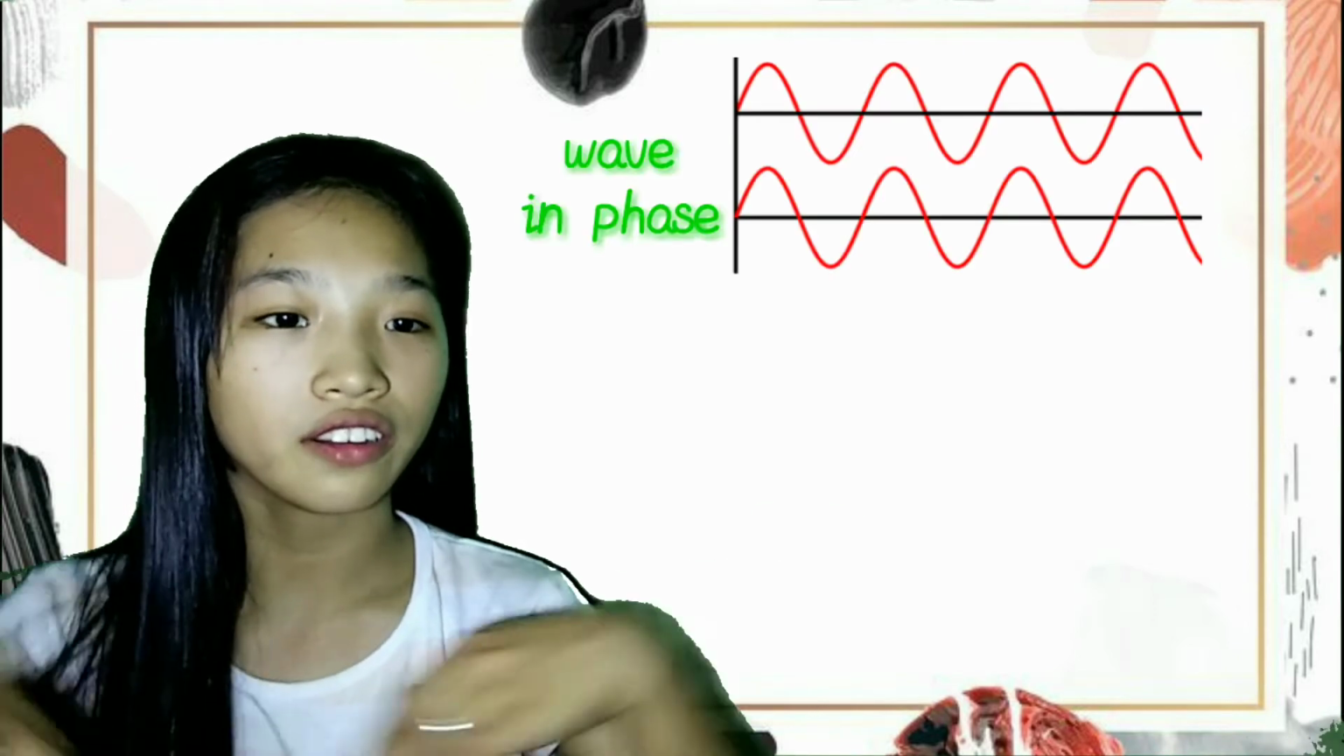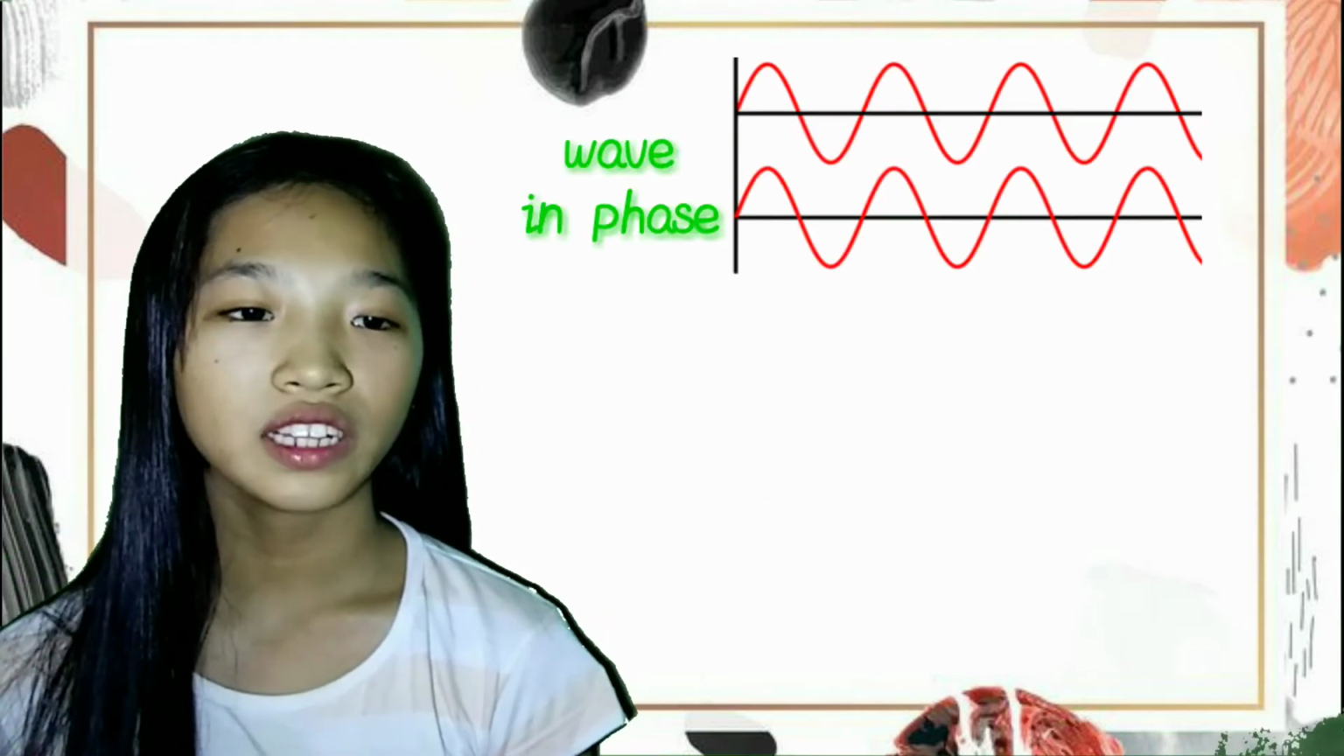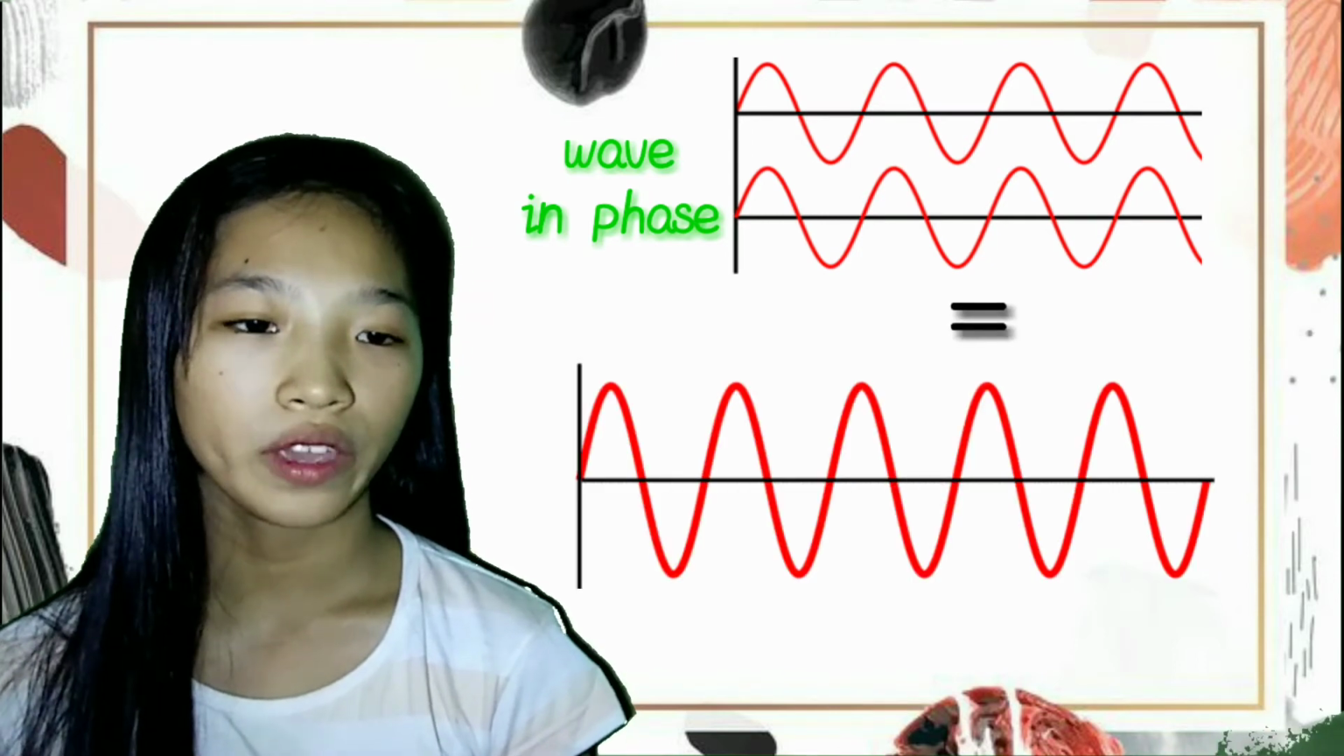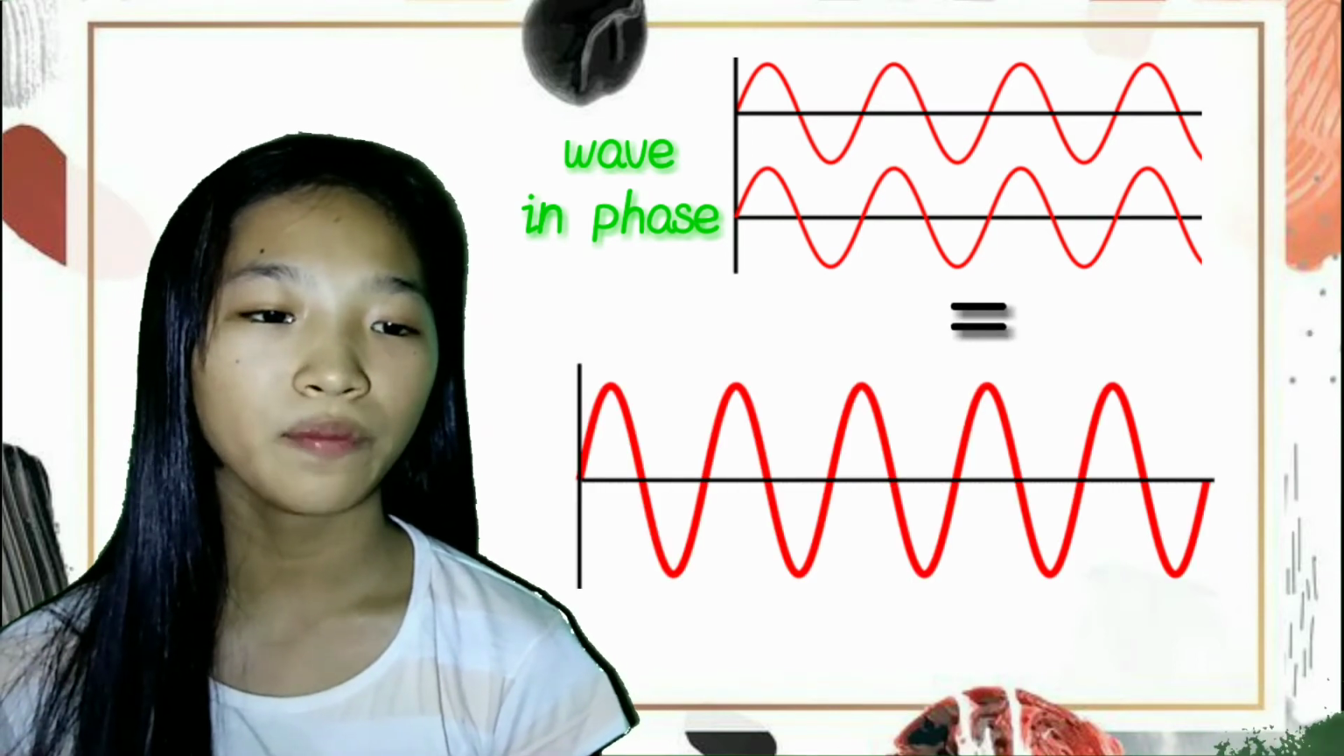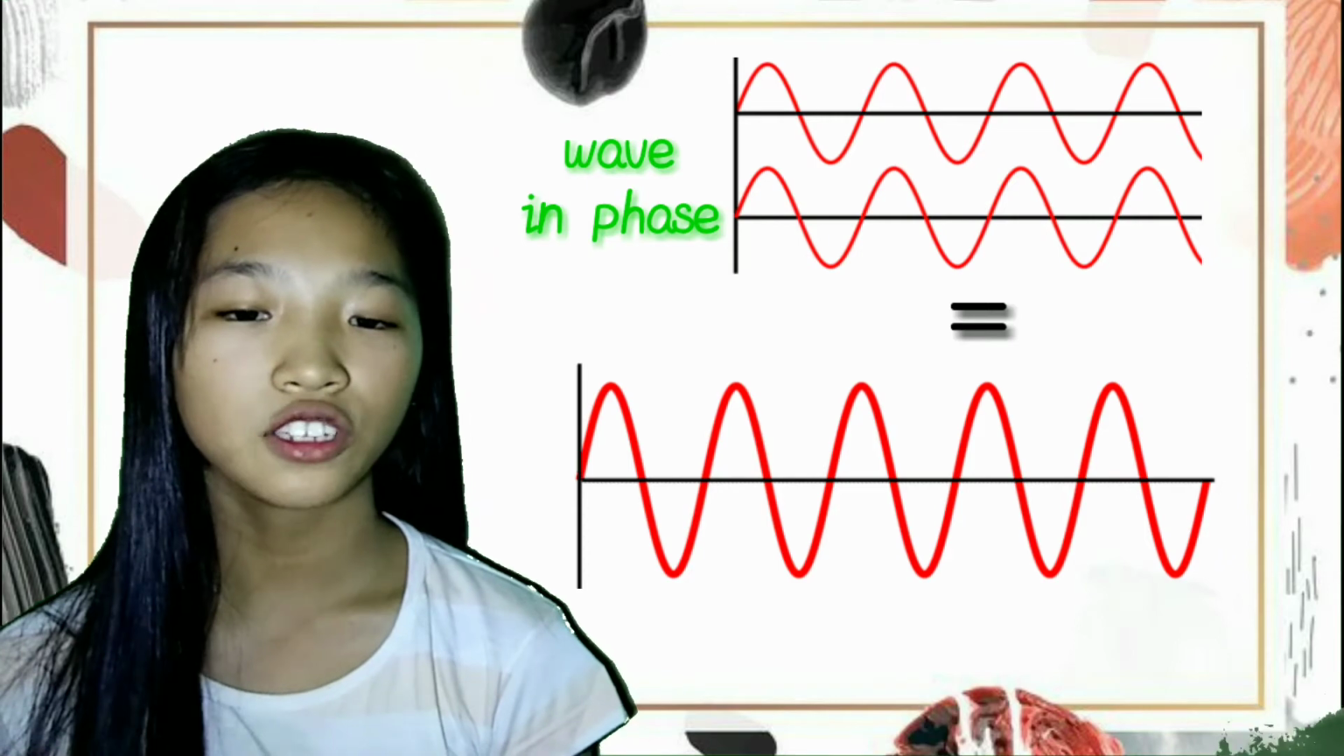And when two waves that are in phase come together, they're going to build each other up to result in a wave that has a larger amplitude, and this type of interference is what we call constructive interference.